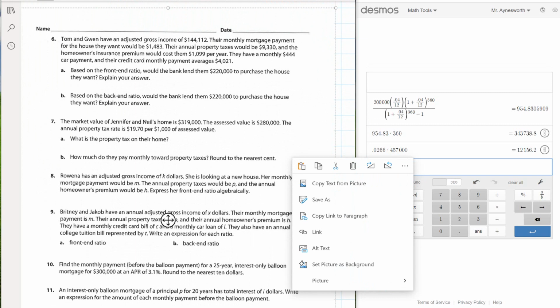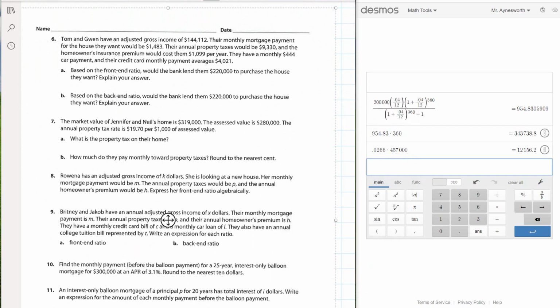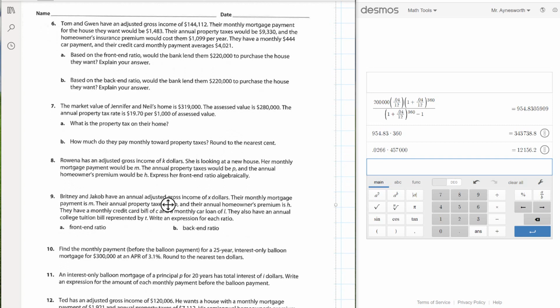All right, number 6. Cruising right along. Tom and Gwen have an adjusted gross income of roughly $140,000. The monthly mortgage payment for the house they want to buy is about $1,483.